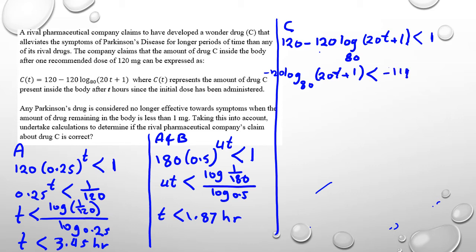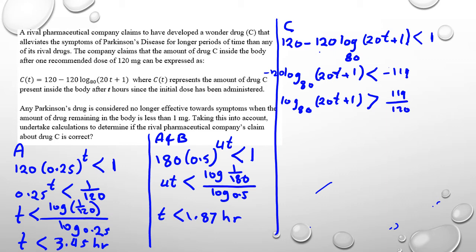And now I'm going to divide by negative 120. Remember, it's an inequality, so when you divide by a negative number, the sign will change, so you will end up with log 80 open bracket 20t plus 1 greater than 119 divided by 120, because negative divided by negative is positive, so that's why.